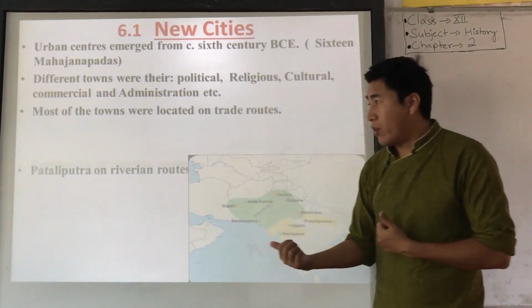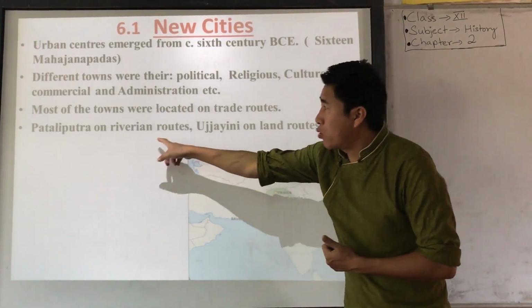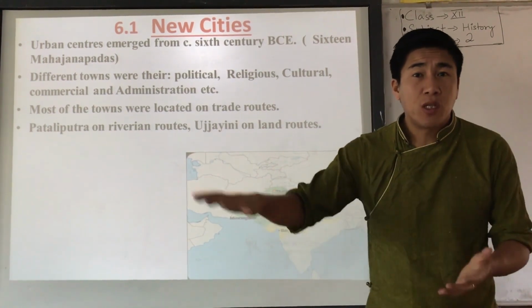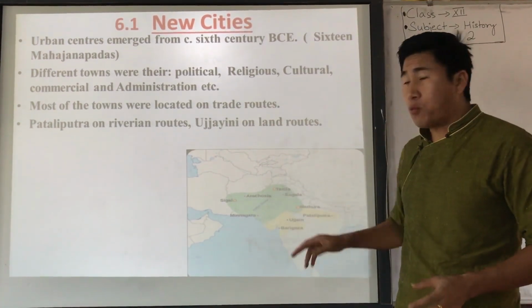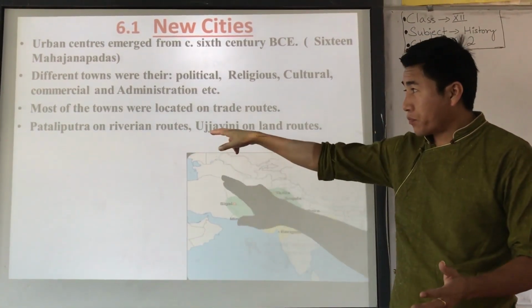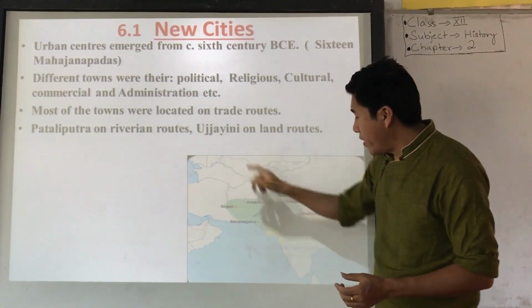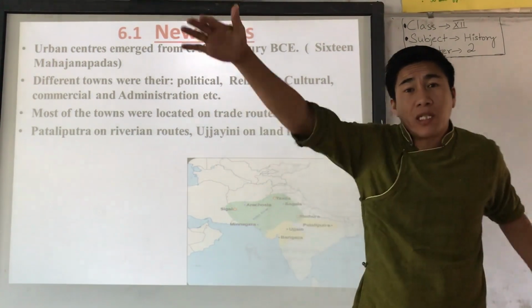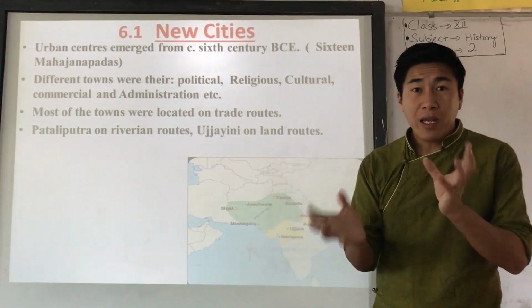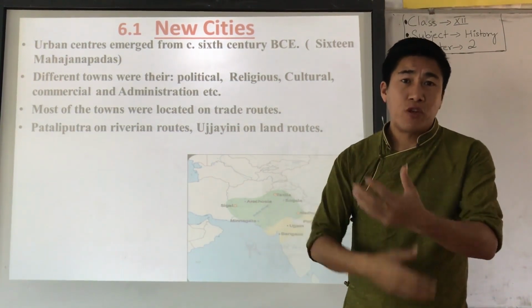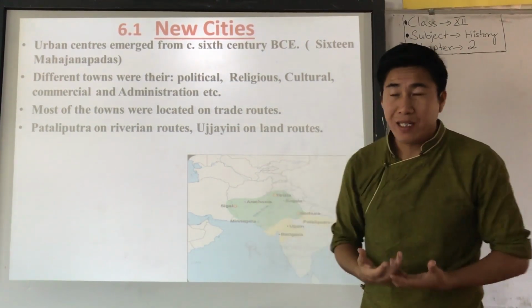As I told you, we have Pataliputra on a riverine route, near the Ganga and a tributary zone. Pataliputra is near this riverine communication route. And then Ujjain and Taxila are on a long distance trade route. Through that way, they get lots of benefit by trading with other countries or within India itself.